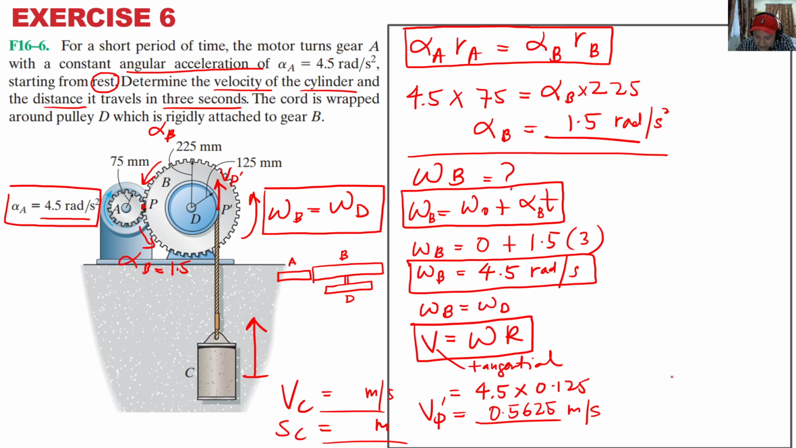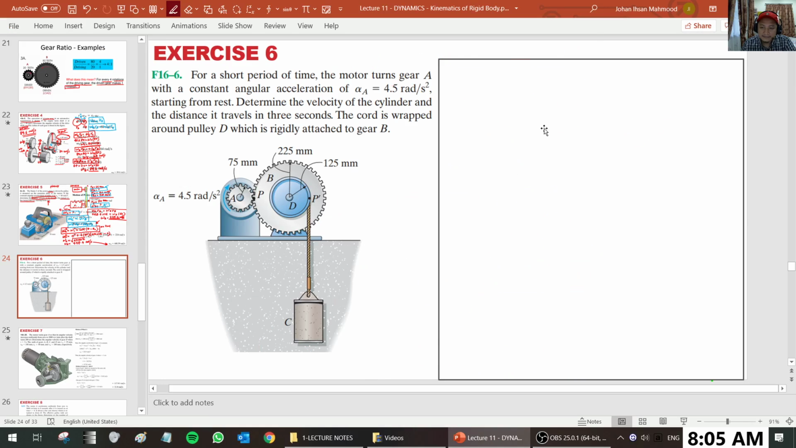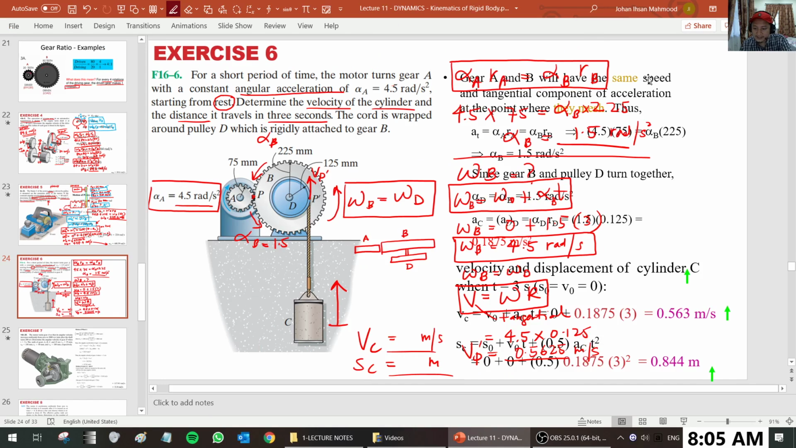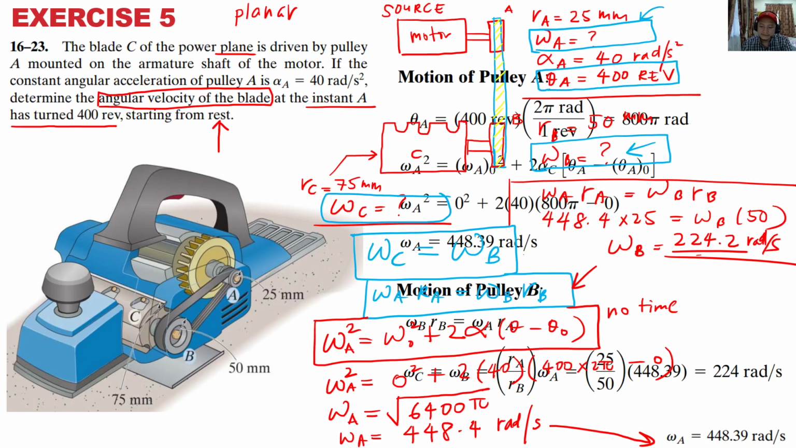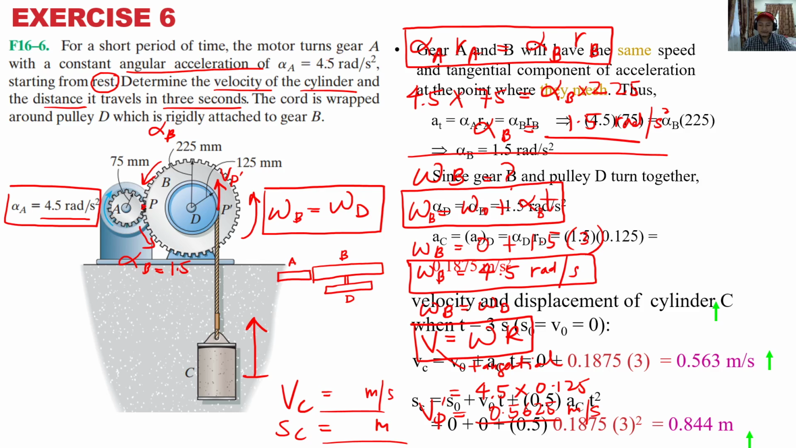Don't get it wrong, it should be meter per second. Is there an answer? There is a hidden answer, I have to remove this thing also. Remove this. Yes, correct, 0.563. Correct. 0.563, similar to what we get.